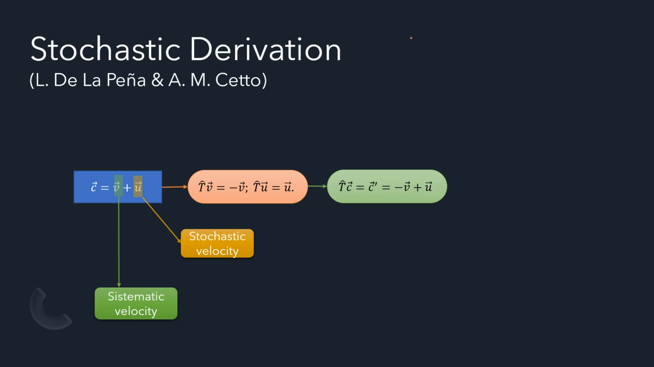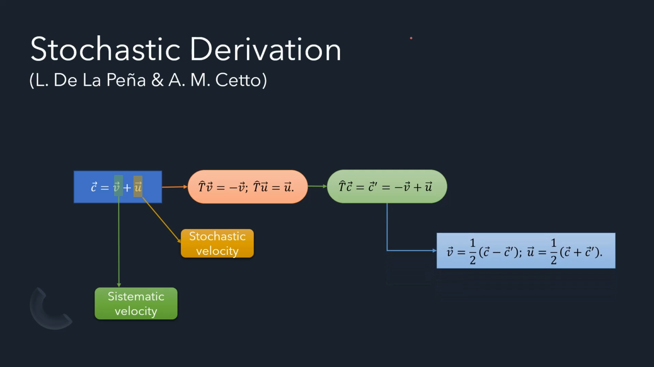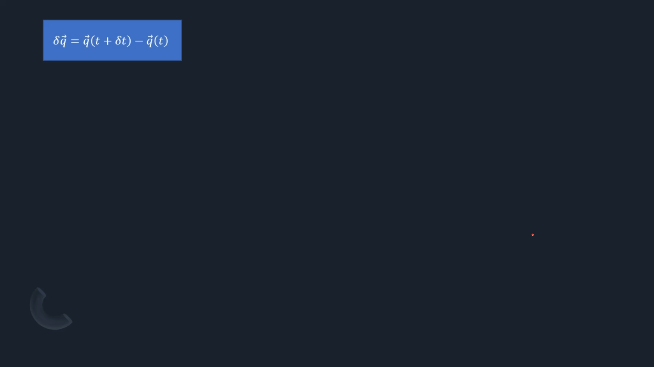Of course, it will change only the sign of the systematic velocity, and with this result, we can in fact express both the systematic and the stochastic velocities in terms of c and c prime. C prime is the result of the application of t over c. These two results give us the expressions for the systematic and stochastic velocities in terms of c and c prime.